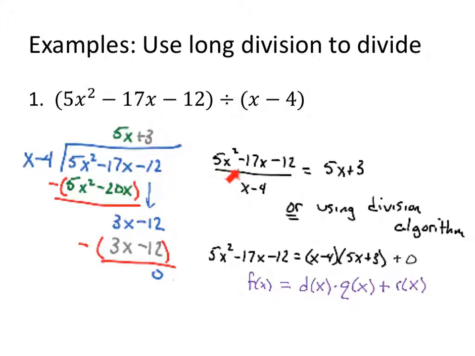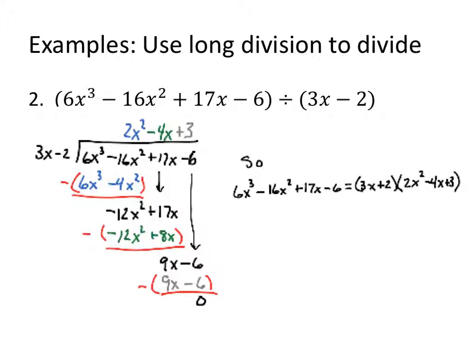So 5x squared minus 17x minus 12 divided by x minus 4 is equal to 5x plus 3. Or we could write it using the division algorithm, and what we've actually done is factored 5x squared minus 17x minus 12. It's perfectly factored here as there's no remainder.